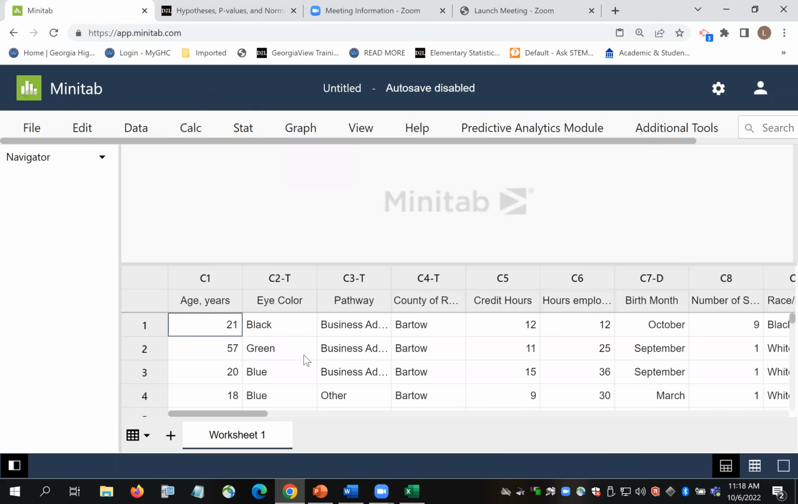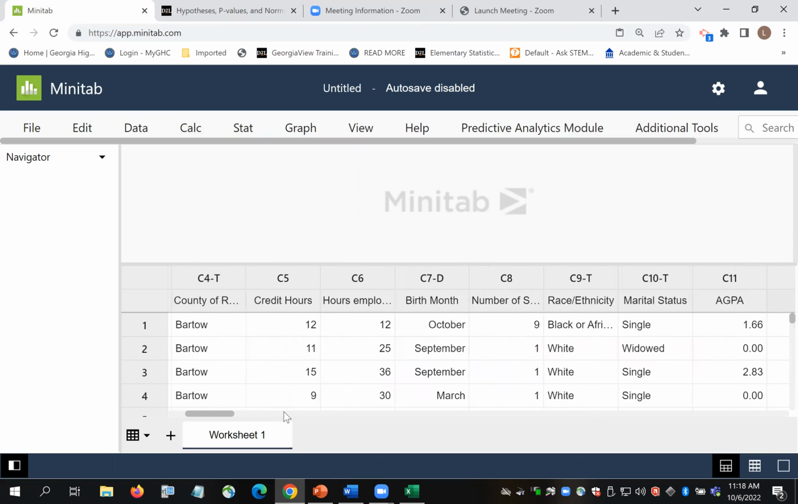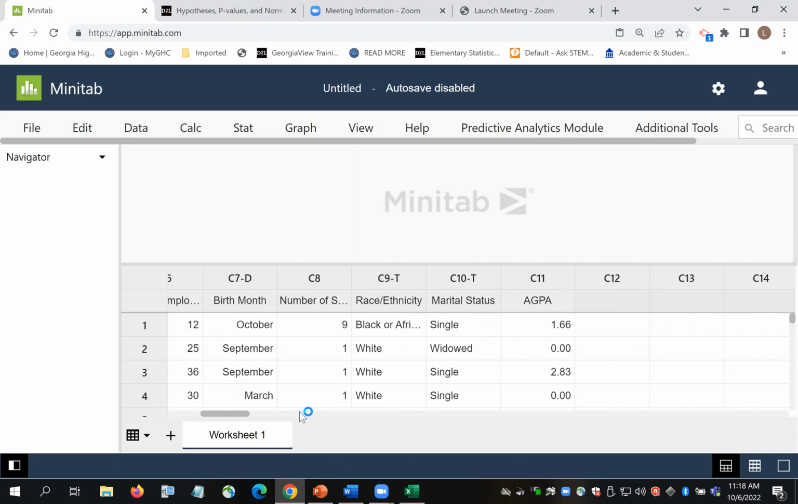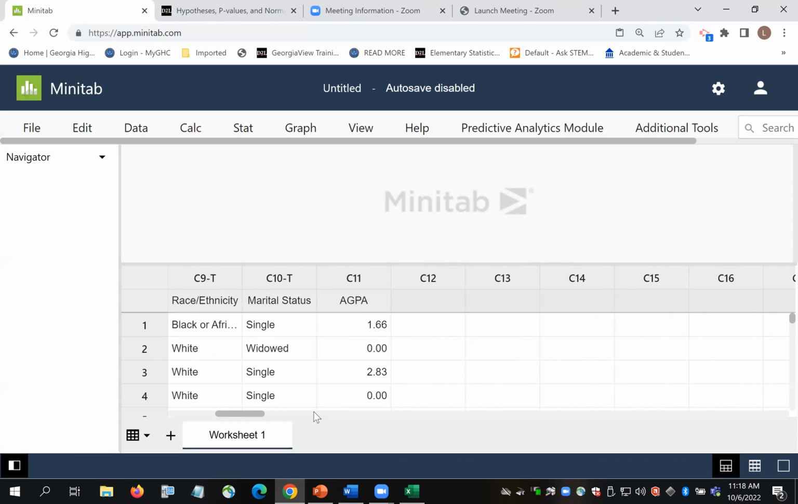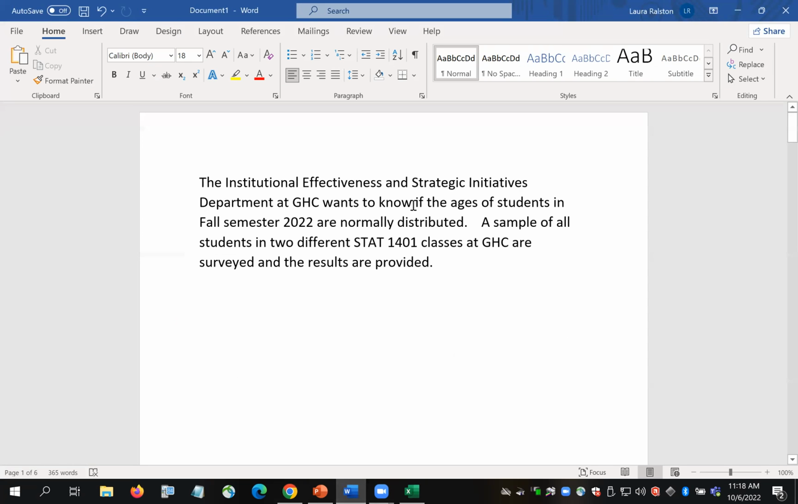Okay, so then I've entered my data. I collect information from students just so you can see. I ask questions about their age, their eye color, pathway, county of residence, how many credit hours they're taking, how many hours they're employed, the month they were born, how many siblings they have, their race or ethnicity, their marital status, and then I go back and add their adjusted GPA. But the question here, let's go back to the question, says wants to know if the ages of students in fall semester are normally distributed.